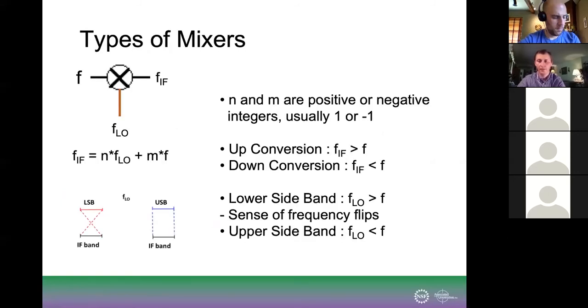Okay, the types of mixers. The way you look at it, you're mixing it in. You have waves mixing in as combinations of sines and cosines. In principle, you can actually have multiplication factors of integers that can be more than one, but typically they're just 1 or -1. And we have different types of terminology, such as up conversion, which means that your intermediate frequency is higher than your observed frequency. Down conversion means the reverse.